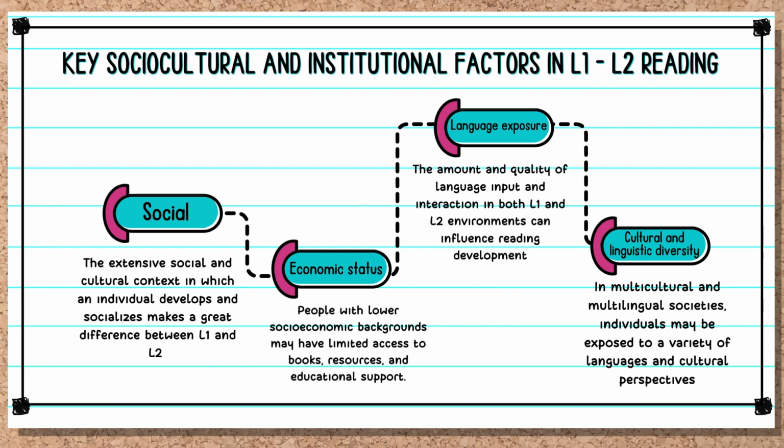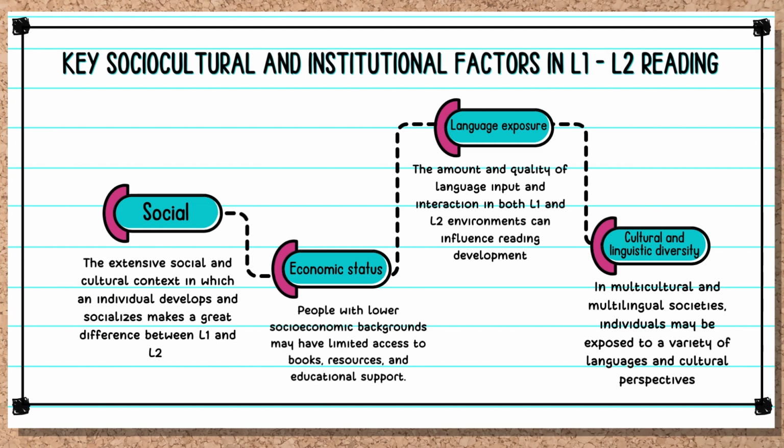According to Grabe, both sociocultural and institutional factors can have a great influence on reading in the first language, L1, and second language, L2. Sociocultural environments can affect how individuals approach reading and what type of text they read. For example, in some cultures, reading may be seen basically as a leisure activity, while in others, it may be seen as an essential skill for work or education. This is a clear example of how sociocultural factors, such as the social and cultural environment, can affect the way the learner comprehends a text.